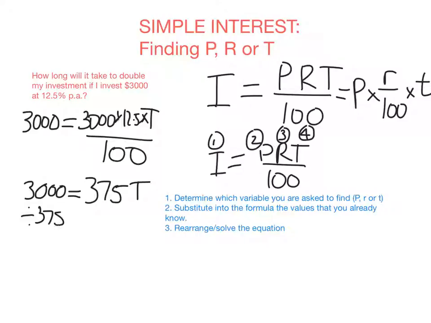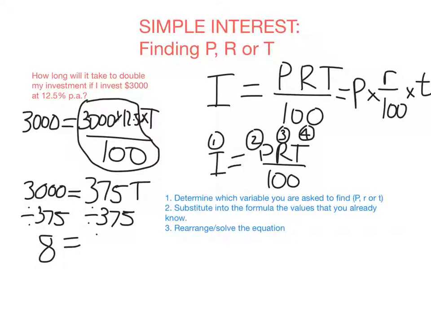So I did this slightly different to the previous question. You can do it either way. What I can do is I can simplify all of this, including the 100 on the bottom, or I can just simplify the top of the fraction. Either way is fine. And so if I divide 3,000 by 375, I get 8 equals T.